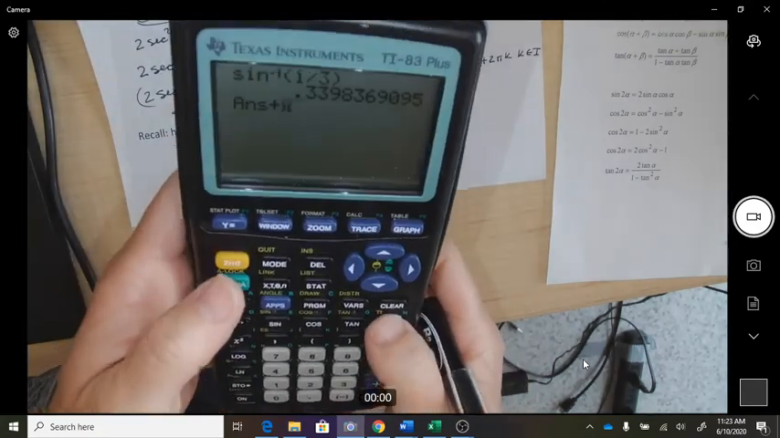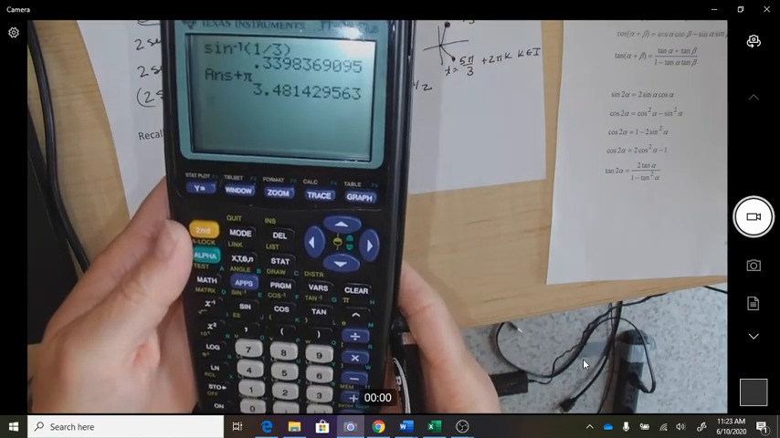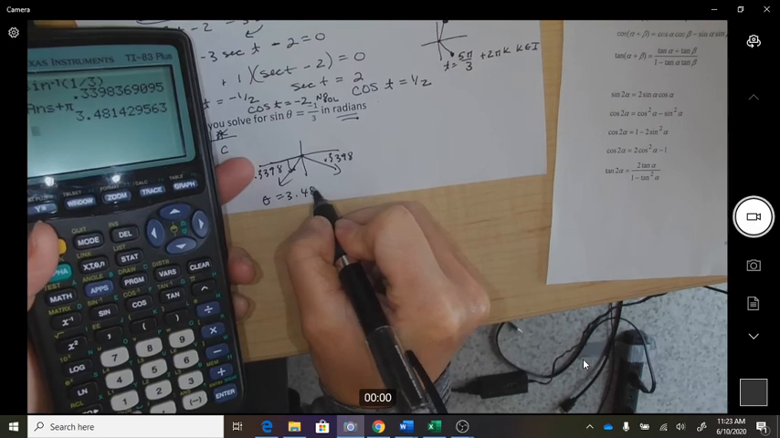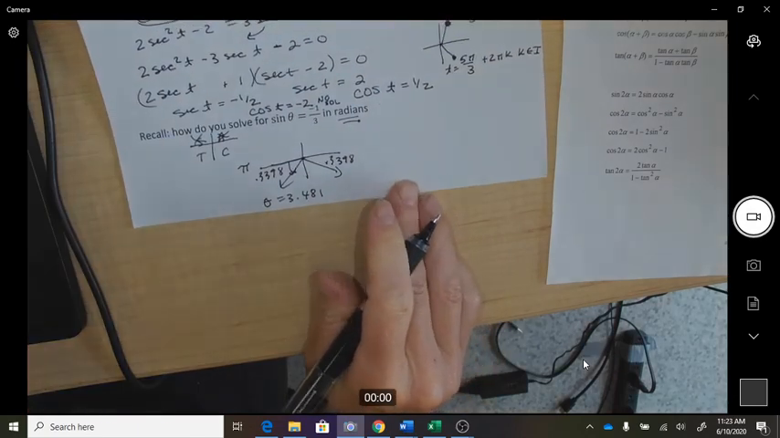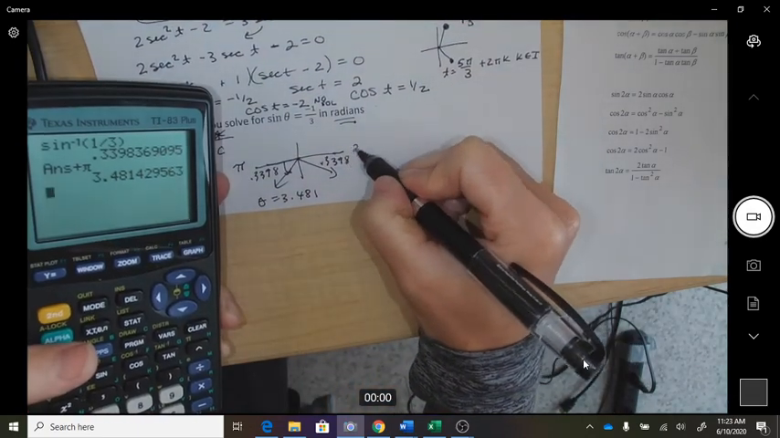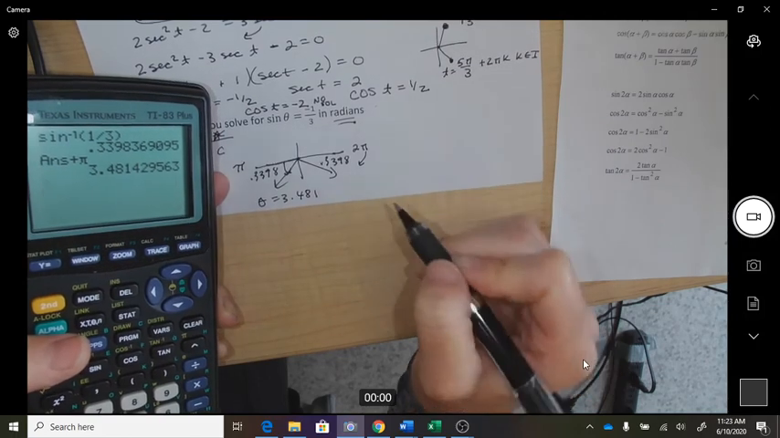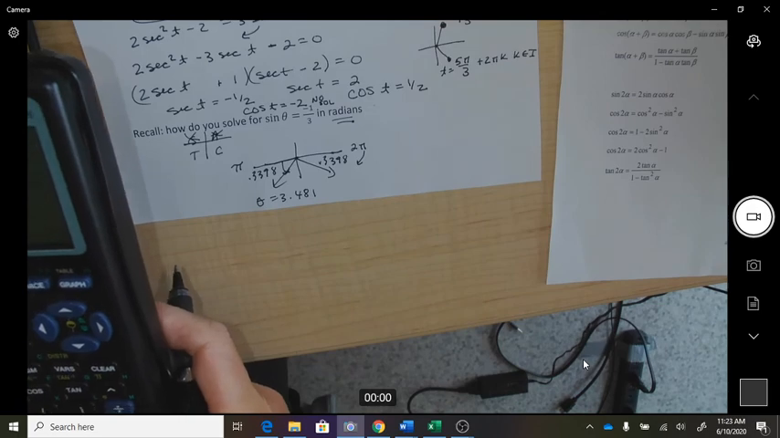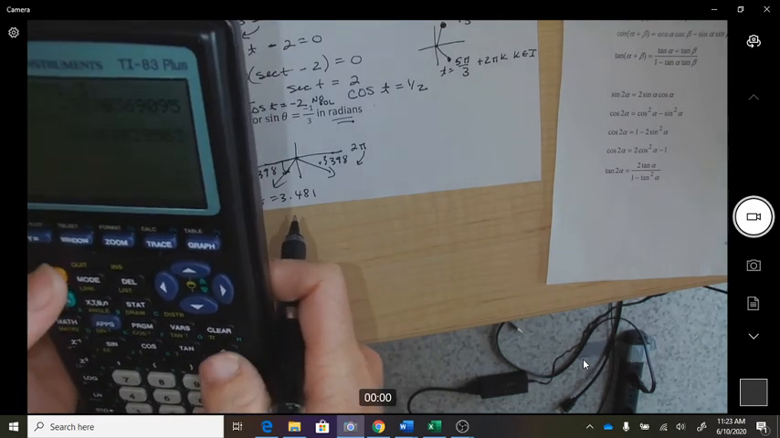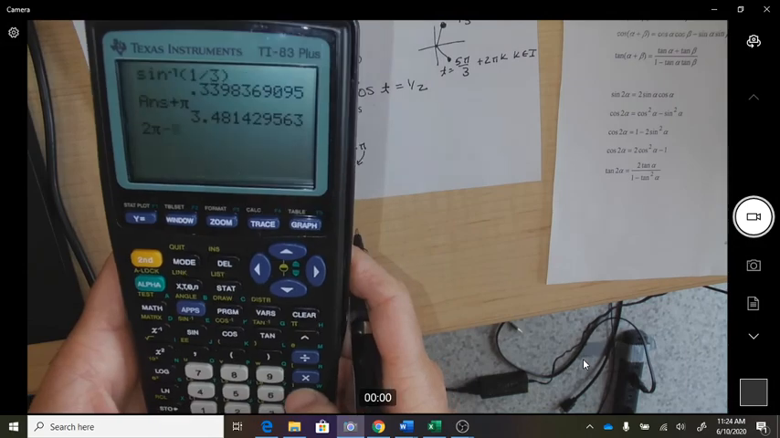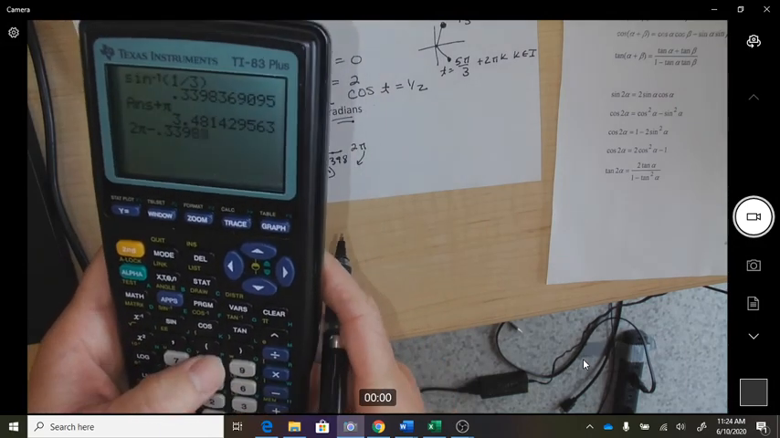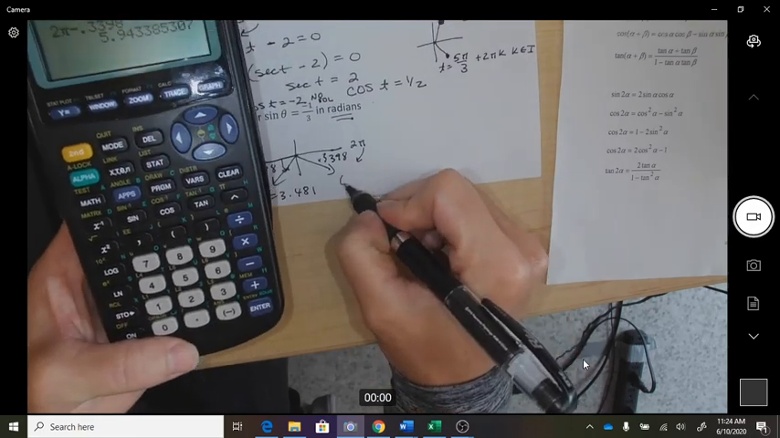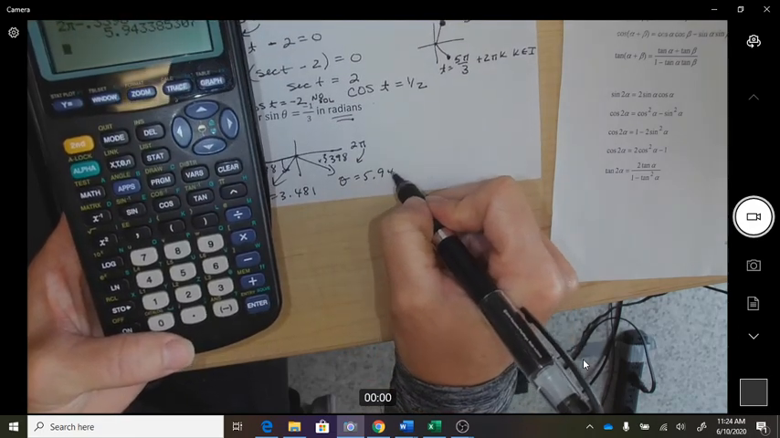So I'm going to add pi and that together. So here your angle is 3.481 radians. And this would be 2 pi, so you are less than that, 2 pi. So 2 pi minus 0.3398. And so that answer is 5.943.